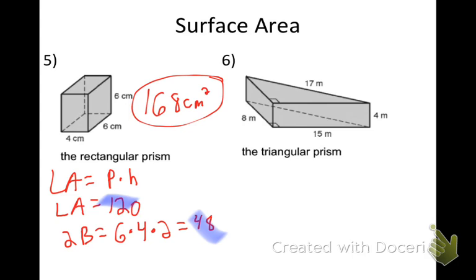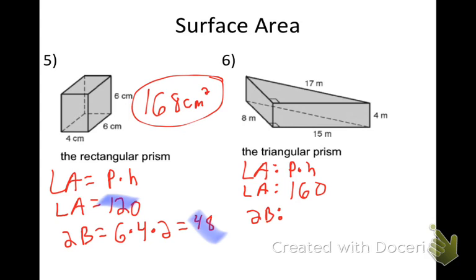Next I have number 6. I want to find the lateral area first. Lateral area is perimeter times height. What would the lateral area be here, Peyton? What's the lateral area for number 6? Is it 160? Right? Lateral area is 160. Awesome. Then I want to find the base area, and I have 2 of them.